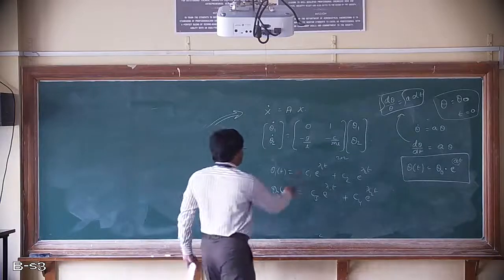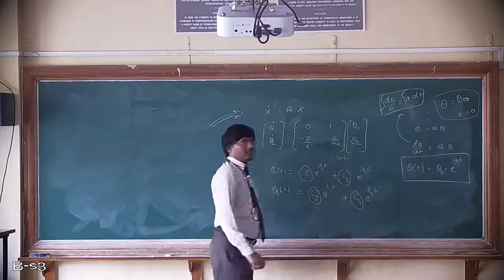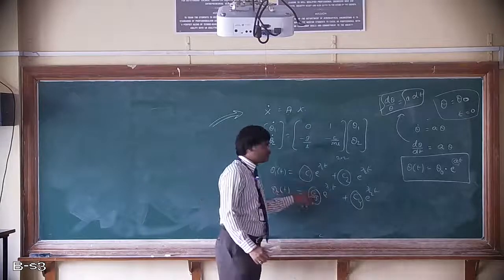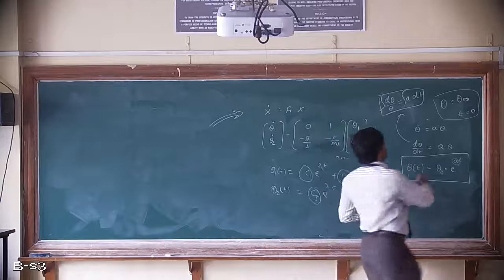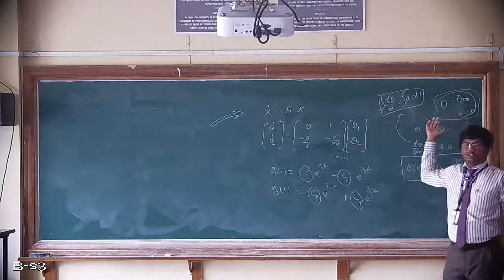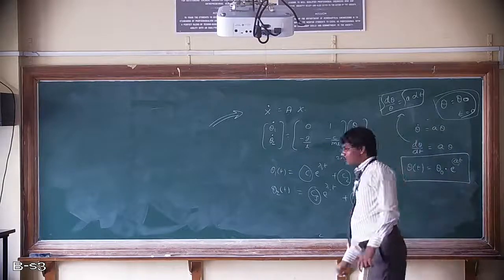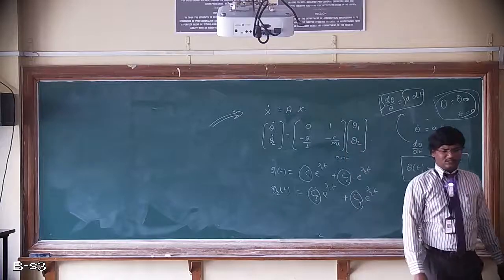These constants C1, C2, C3, C4 depend on the initial conditions, like in first order. You are giving initial conditions, right? At time t equal to 0, theta is theta naught. So these C1, C2, C3, C4 depend on initial conditions.